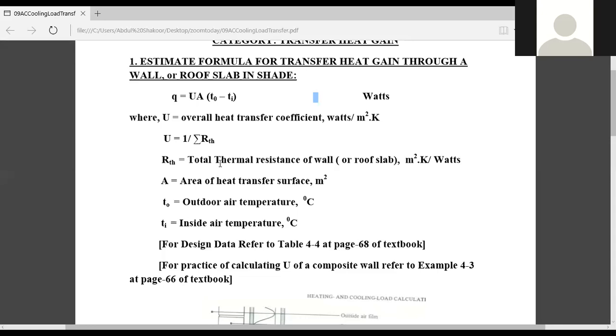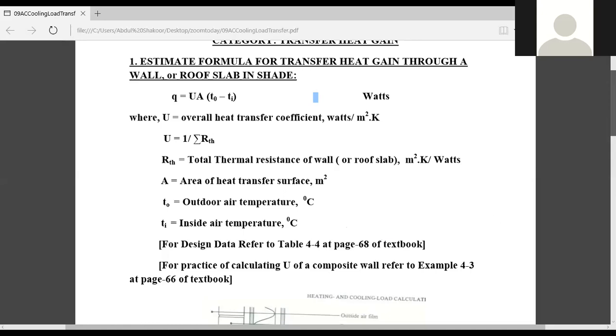There is a short example in the book, and the data is given in table 4.4 at page 68 of the textbook. R_TH means the total thermal resistance of a wall, roof, slab, or any construction material. Its unit is meter square Kelvin per watt. You as a mechanical engineer should know this, and these things are usually asked in interviews and quizzes, and maybe in a presentation when you present any project with this formula. A is the area, T_o is the outdoor air temperature, T_i is the indoor air temperature.